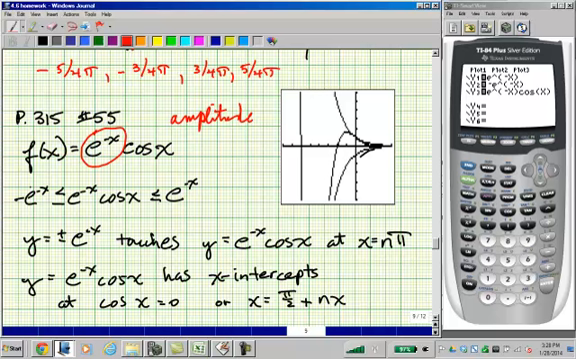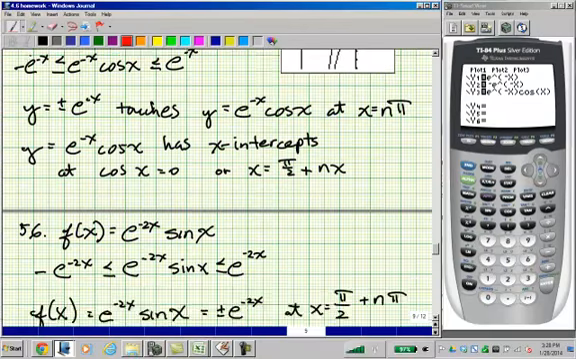Now, where does plus or minus e to the negative x touch this function, e to the negative x times the cosine of x? Where are they going to touch each other? At the maxes, at x equals n times pi, because pi is where the maxes and the mins are. What does that mean? Well, the period is 2 pi, right? Let's think about the period.